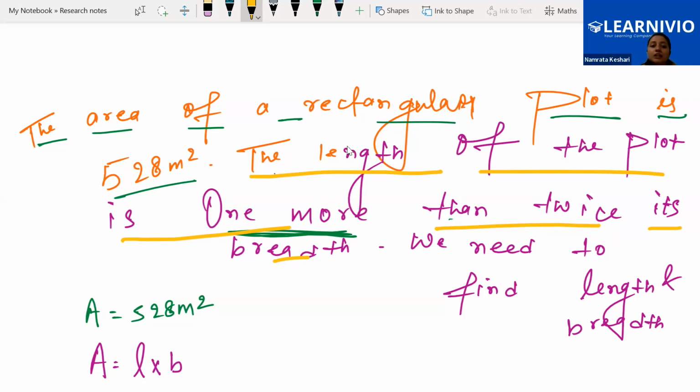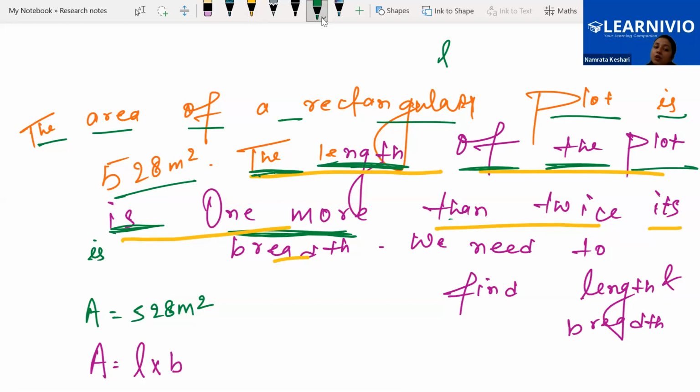That is the meaning of one more or one less. So the length of the plot is one more. See, I am reading word by word. We will be reading word by word like this only. The length of the plot. Length of the plot means L.